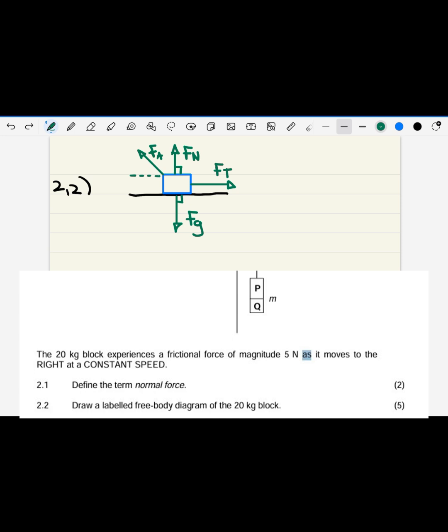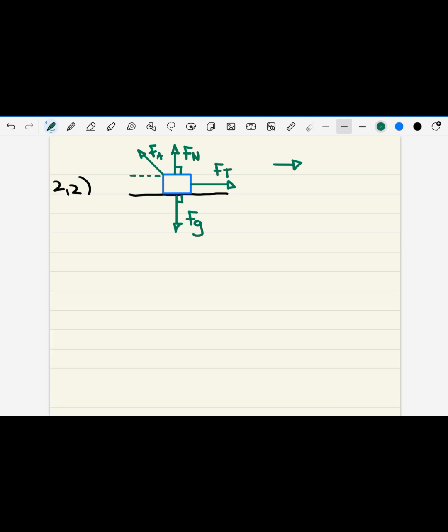So you will read that the box is moving at a constant speed to the right hand side. So the box is moving to the right hand side. And what do we know about friction? It always opposes the force of motion. So if the box is moving in that direction to the right, friction would be moving there. Okay, if the box was moving up, friction would be moving down. If the box is moving to the left, friction will be moving to the right. It always opposes.